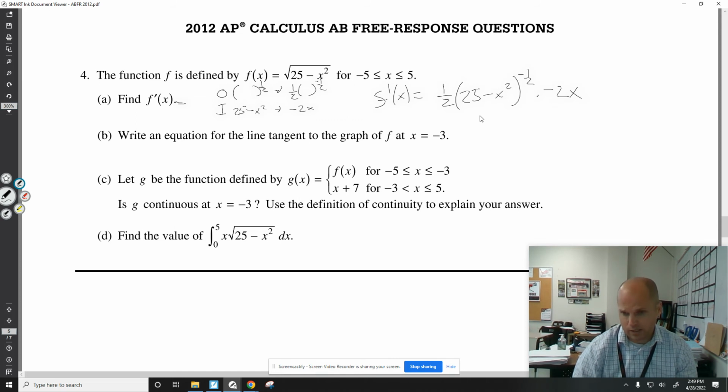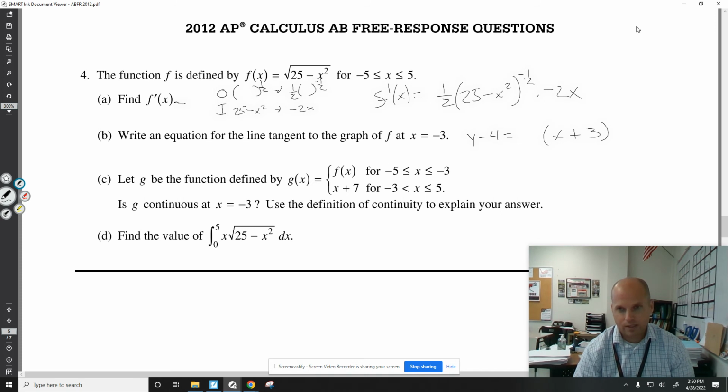All right, and you leave it like this. Honestly, it's fine. It's free response. If you want to simplify, you can. Write an equation for the graph of the tangent of f at x equals negative 3. Negative 3 squared is 9. 25 minus 9 is 16. Square root of 16 is just 4. It's not plus or minus 4. So I get y minus 4 equals some slope times x plus 3. The slope comes from the tangent slope generator, which I just found.